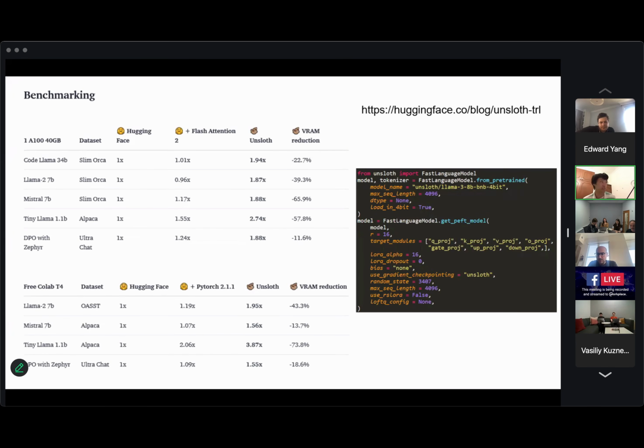In terms of benchmarking, we benchmark against Flash Attention 2, and also PyTorch's scaled dot product attention for the older GPUs, looking at the VRAM reduction and the speedups. They differ across models because the models have different architectures, but they're generally around 2 times faster. Some of them, like TinyLlama, are even faster.